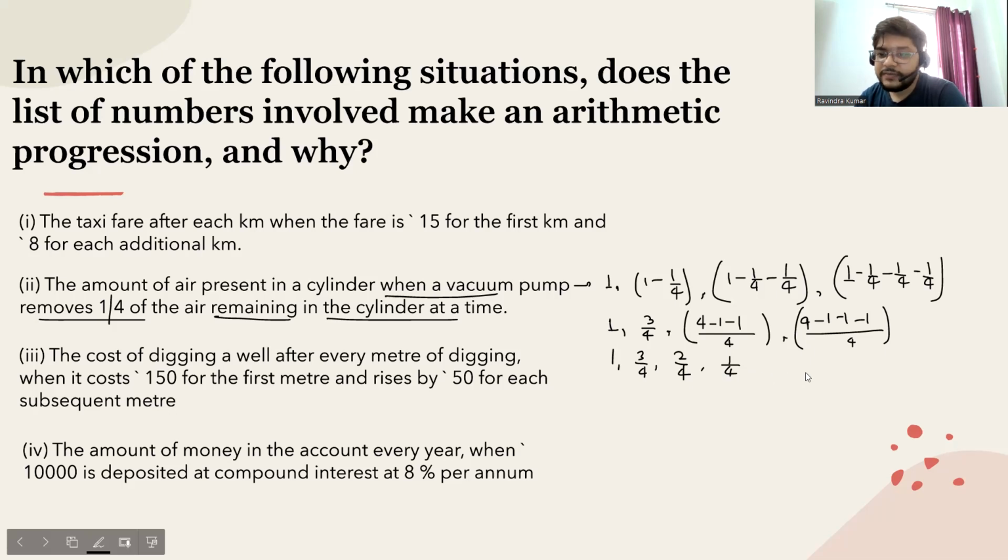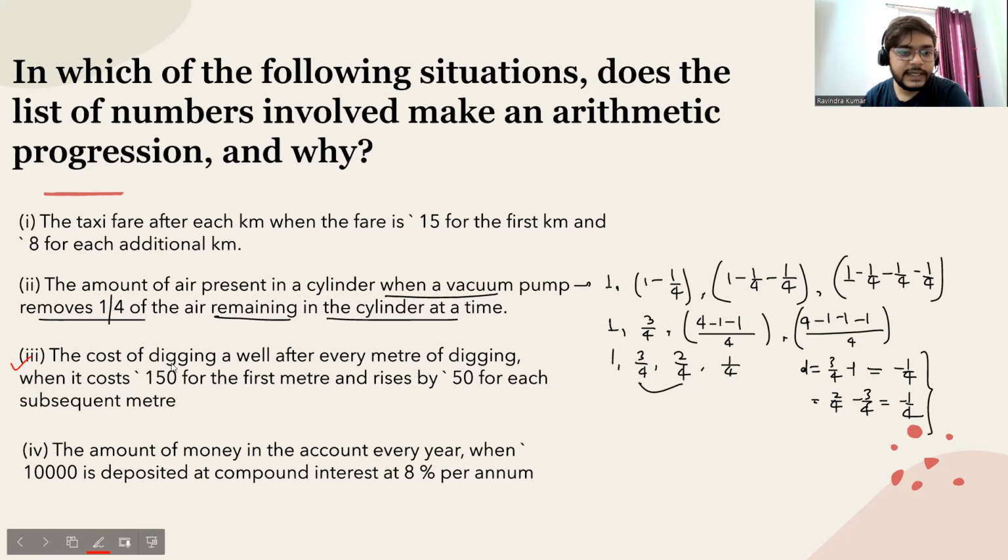So just take the difference D. 3 by 4 minus 1, what will we get? Minus 1 by 4. Just check from these two: 2 by 4 minus 3 by 4, we will get minus 1 by 4. It means it is forming an AP because the common difference we are getting is the same. Got it? Okay, understood. So now let's come to the third one.